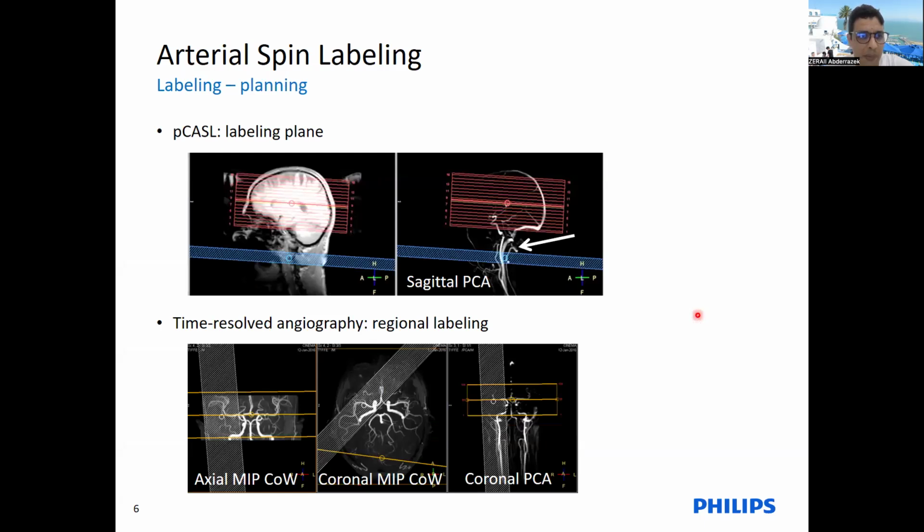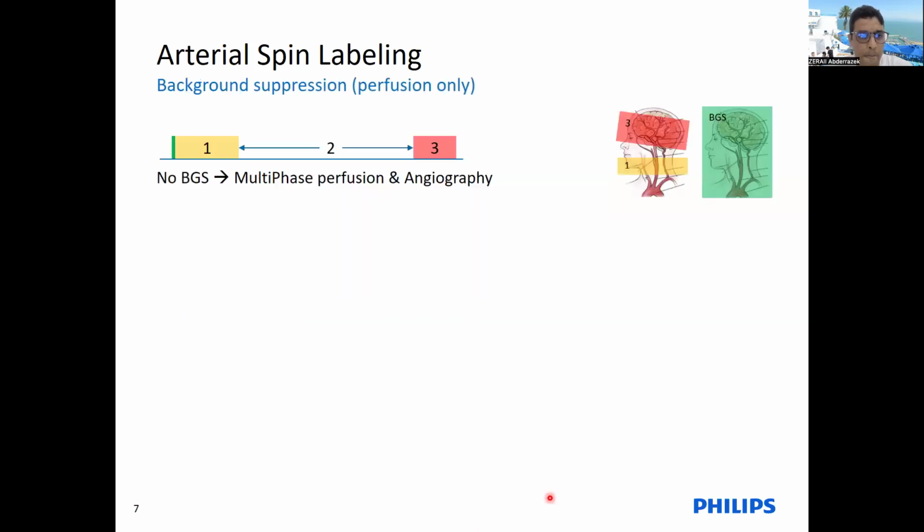Then there is the planning of the image. We have, for example, here an example of a sagittal planning of the posterior cerebral artery, where we can use the pseudo-continuous arterial spin labeling as a labeling plane. And we can apply the time-resolved angiography to see the circle of Willis in different views, like axial, coronal and sagittal.